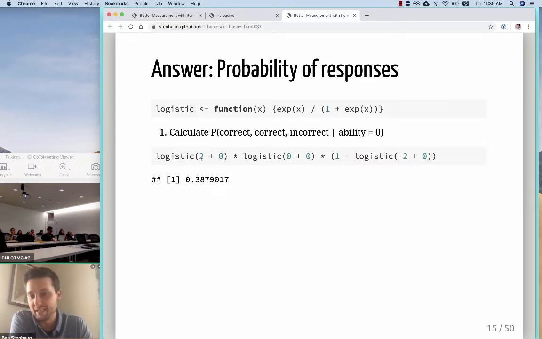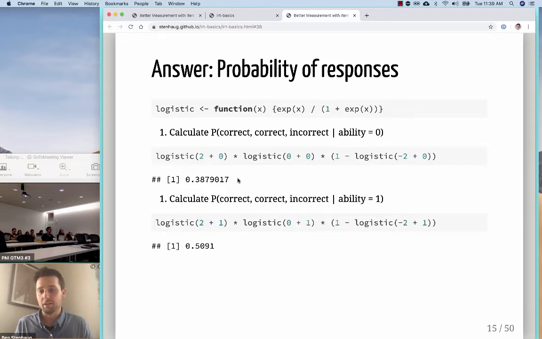Remember, it was item easiness two, and we said the ability was zero. We're summing those and then applying the logistic function. Multiply it by, if the item easiness was zero instead, and then multiply it by one minus, because they got it wrong, the item easiness being minus two. And we say, okay, the probability of these three responses for someone with this ability is 38.8%.